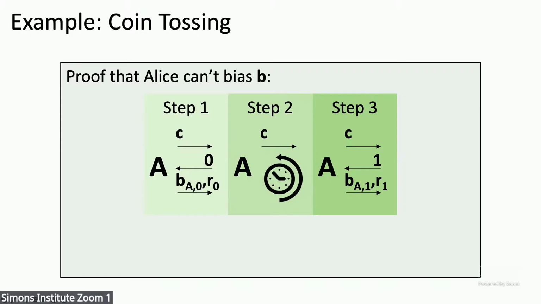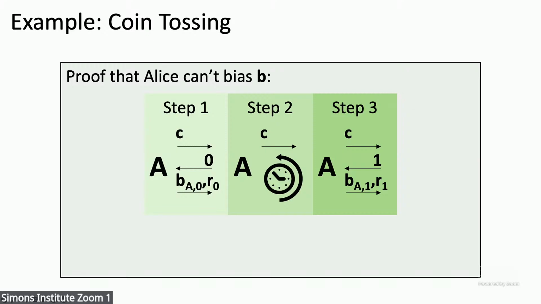Okay, my animation got messed up. So let's prove that Alice can't bias the bit. And let's formalize this intuition. So step one is we're just going to run Alice. And when we run Alice all the way through, we're going to run it with Bob's bit being set to 0. And we're going to get some opening here.